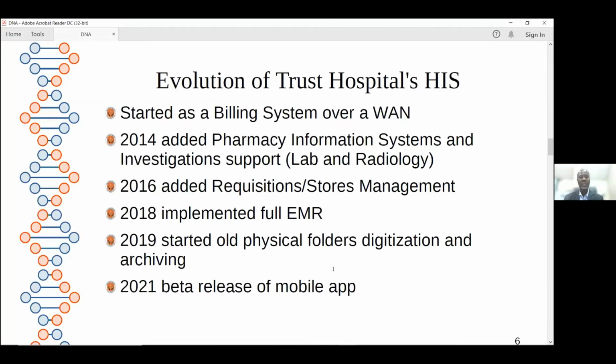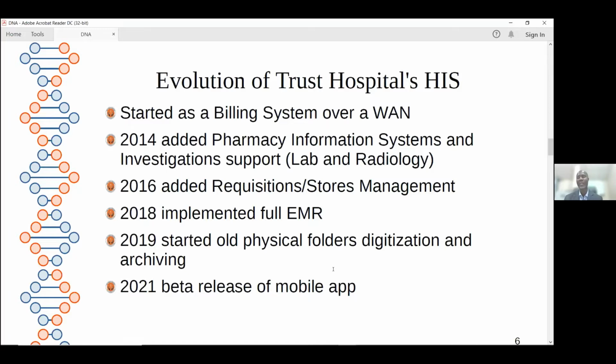As a private company, you had to focus on how to generate your revenue first in order to sustain the business. So we started the whole thing as a billing system, and then looking at the spread of the clinics and so on, this had to operate over a wide area network. And then later on, the other points of care, like the pharmacy and the investigations areas, were added on.